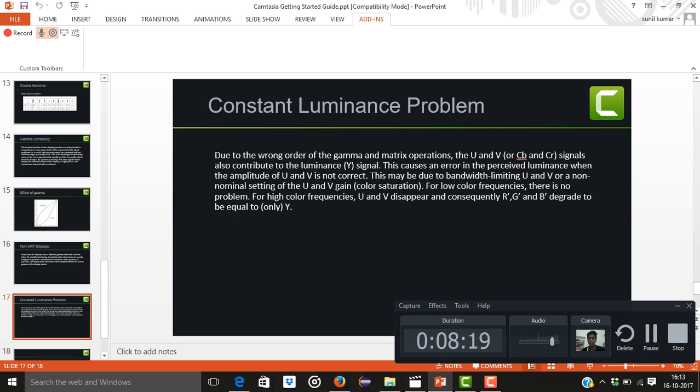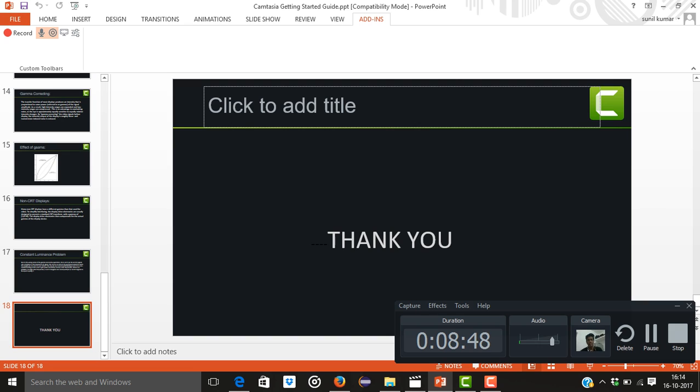And then the constant luminance problem. Some of the UV values cannot accept all the values. By using gamma correction, the UV values are calculated. For high color frequencies, U and V disappear, and consequently RGB degrades to only Y. These are the several models that we discussed in color spacing. Thank you.